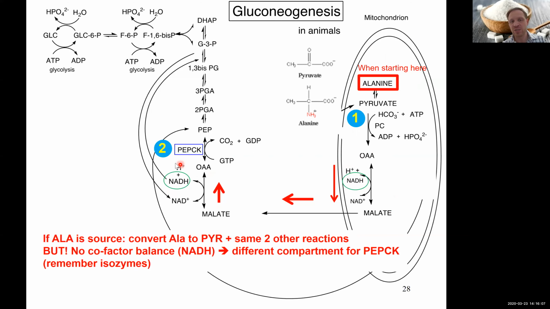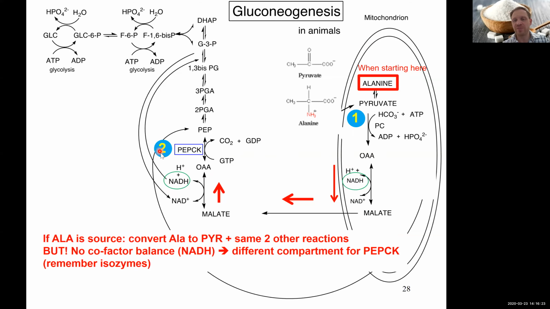Next step is, again, familiar to us. We have our PEP-CK, our PEP carboxykinase, that we just used in our gluconeogenesis coming from lactate, but it was in the mitochondria at the time. This is another example of isozymes. Here we have an isozyme that catalyzes the same reaction, converting OAA into PEP.